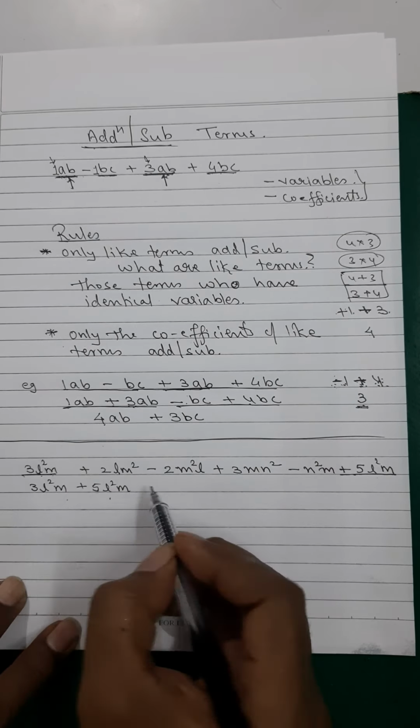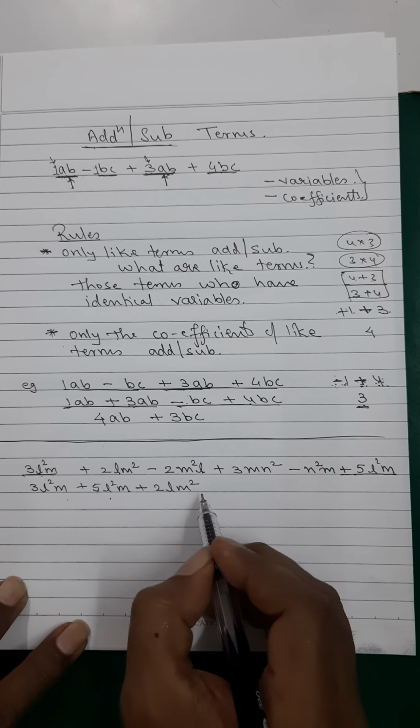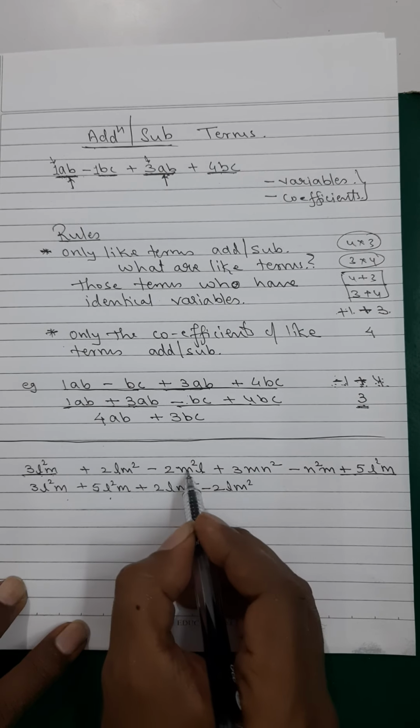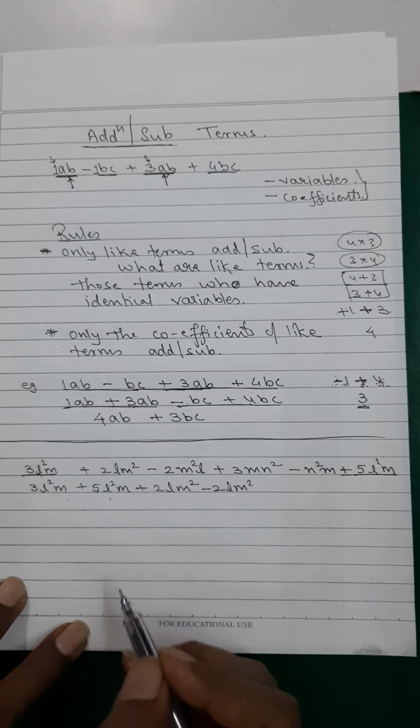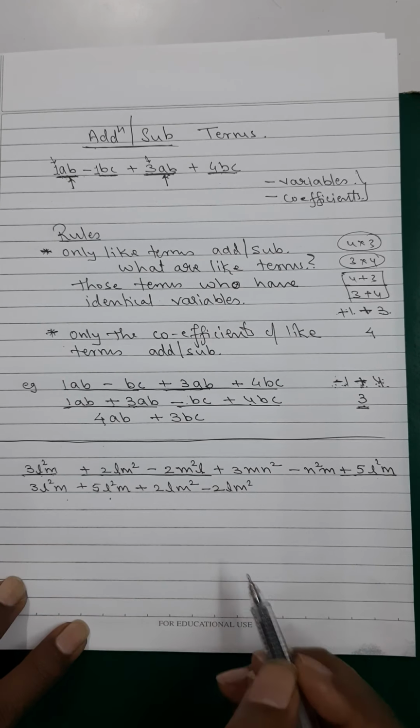Plus 2lm square. Now one more lm square, this is also lm square. While multiplication, the order can be reversed. It is still m square and l over here. So I can write over here minus 2lm square. No problem if I rearrange them, they are going to mean the same. So basically these both were like terms.